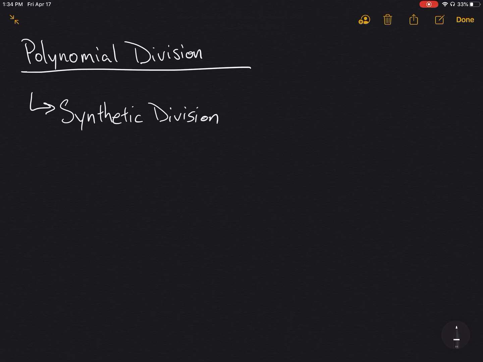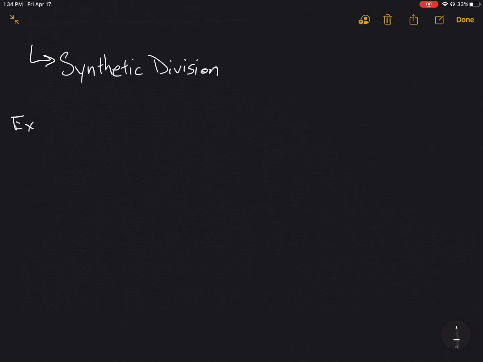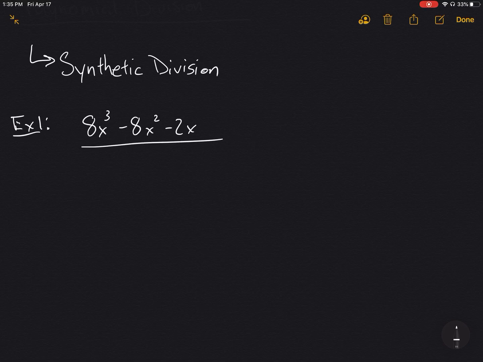So let's just do this by looking at a problem. Example one: I want to take 8x cubed minus 8x squared minus 2x, and I want to divide that by x minus 1. Before I do anything, the first thing I want to make sure is that my polynomial is in standard form. Remember, standard form is where the powers are decreasing. So I've got 8x cubed, 8x squared, 2x. The powers are decreasing.